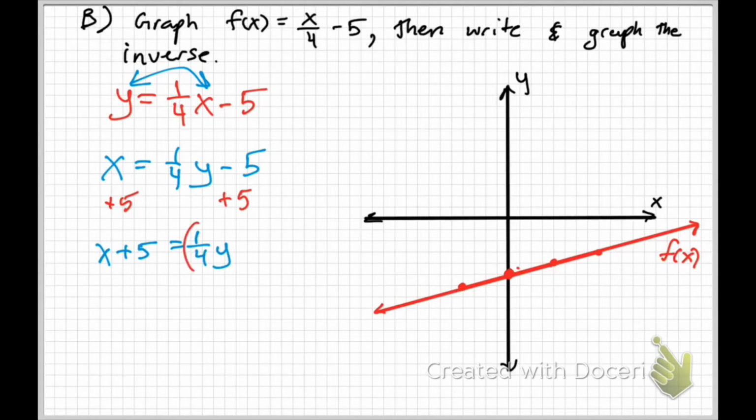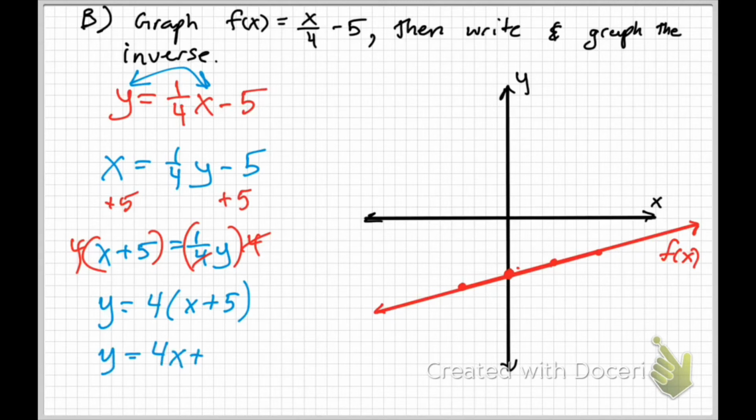Now I'm going to multiply this by 4 so that those 4's cancel out. What I do to one side, I do to the other. So that gives me y is equal to 4 parentheses x plus 5. But I'm going to distribute, like so. And then I'm also going to write the inverse notation.